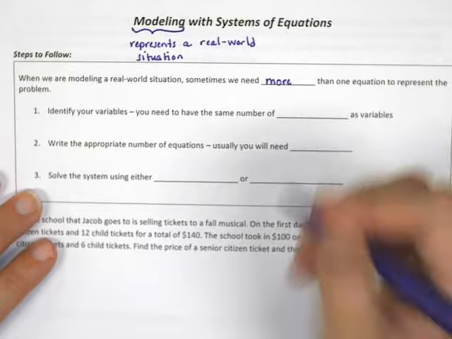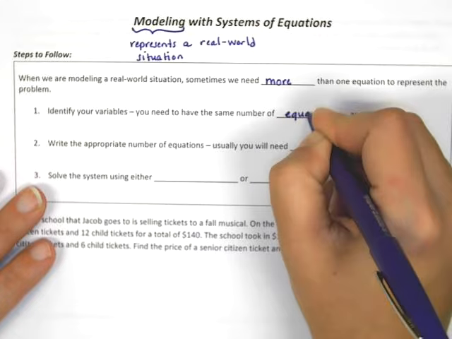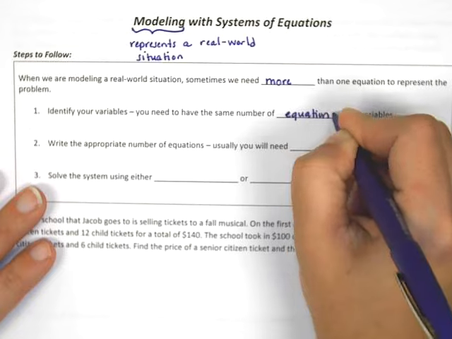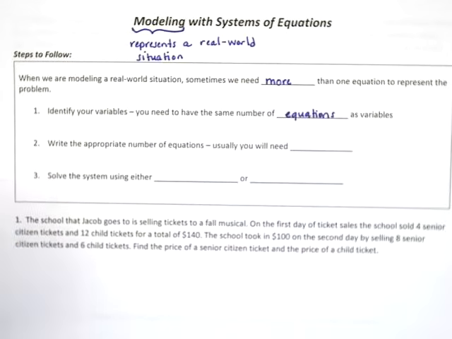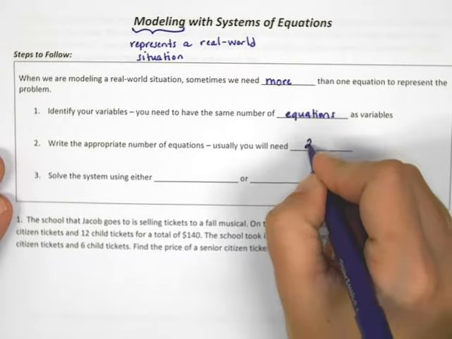Now, you're going to need the same number of equations as variables. So if when you read the problem you realize there are two pieces of missing information, you're going to need two equations to solve that problem. If there's only one piece of missing information, you're only going to need one equation to solve that problem. Then you're going to write the appropriate number of equations. For now, you're usually going to need two of them.